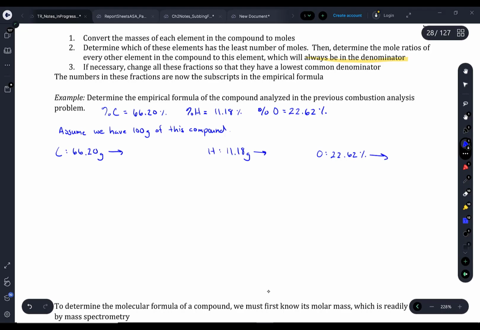How do we convert these to moles? You just divide each by their atomic weight. Good. So if I've got carbon is 66.20, I just divide by 12.01, and that's giving me 5.512 moles. For hydrogen, 11.18 divided by 1.008 would be 11.09 moles. And oxygen, 22.62 divided by 16 gives me 1.414 moles.